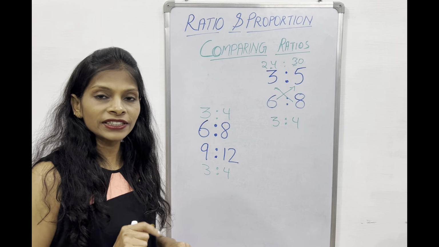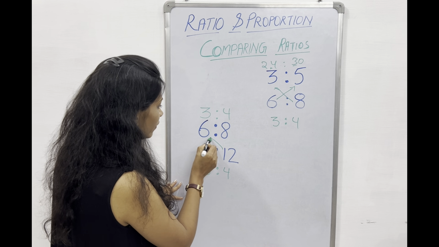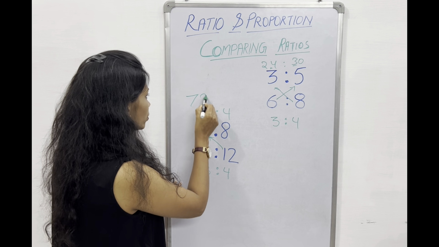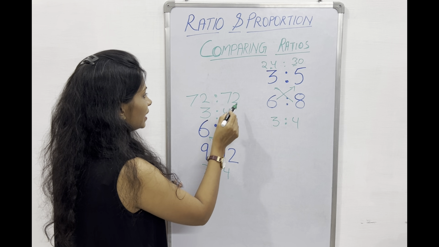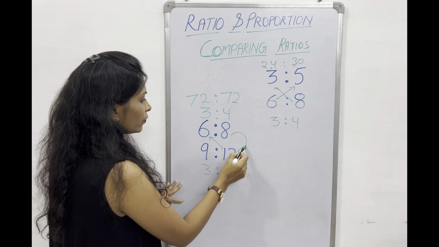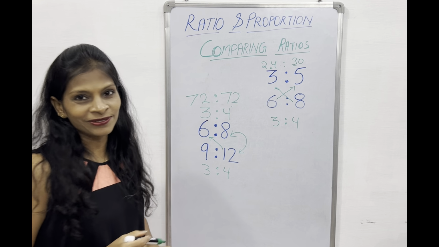Let's also verify this by cross multiplication. 12 times 6 is 72 is to 8 times 9 is also 72. Since 72 is equal to 72, therefore these two ratios are equivalent.